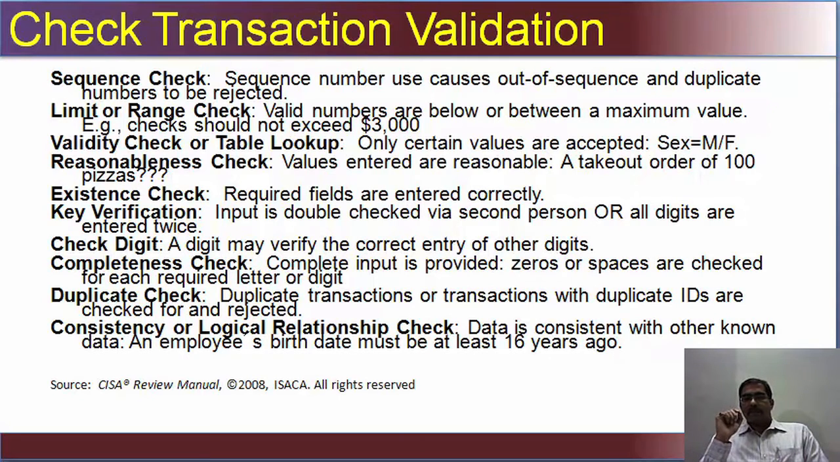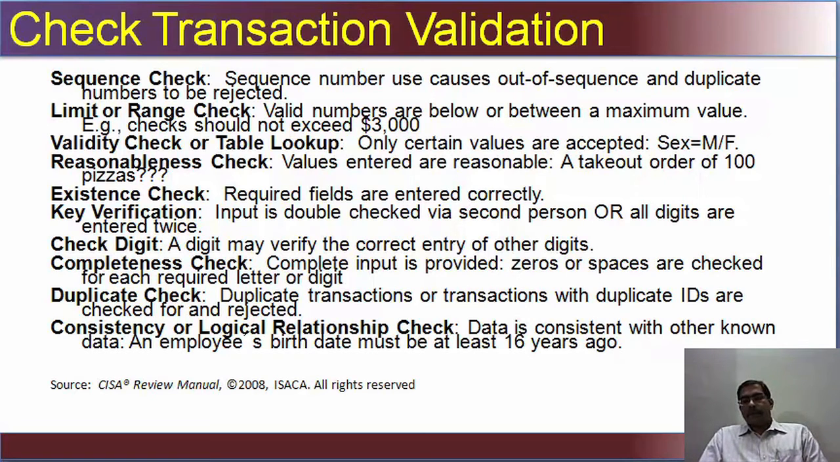Check digit. A digit may verify the correct entry of other digits. Completeness check. If complete input is provided, zeros or spaces are checked for each field. So instead of entering a value, you just put 0, 0, 0, 0, 0 or press space 5 times. Whether that is checked. Then duplicate transactions or transactions with duplicate IDs are checked. If it is a duplication, it is rejected. So in accounting entries, you will find that this facility is there. Accounting software packages like Tally have an inbuilt provision which, if enabled, can check this.